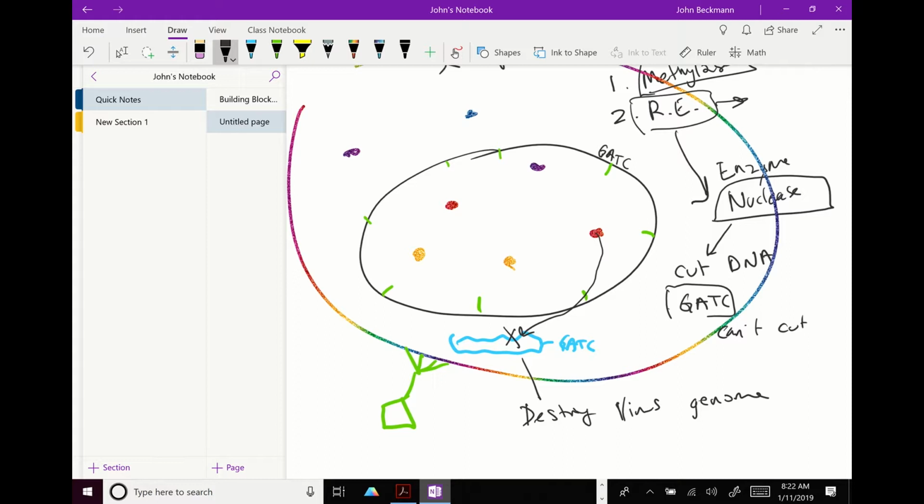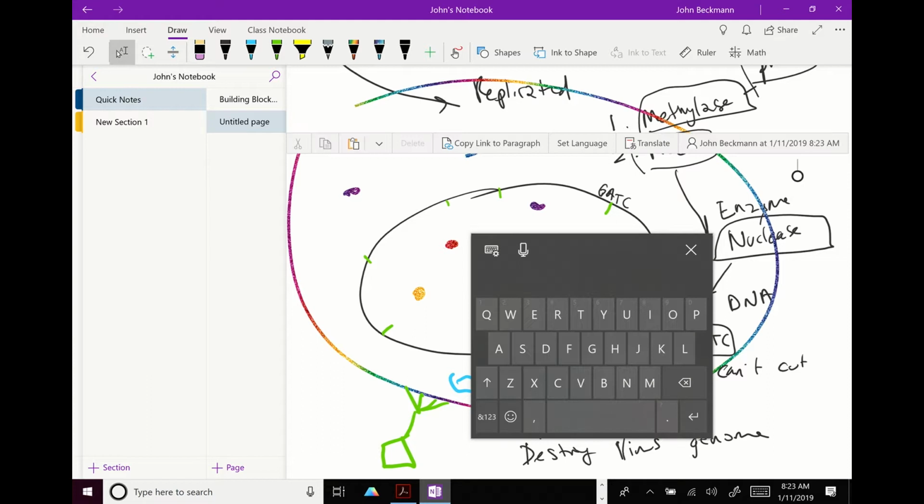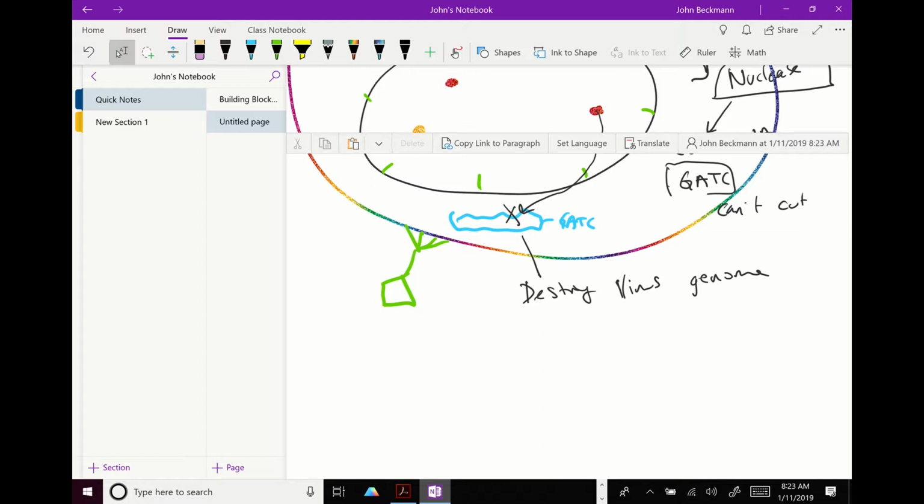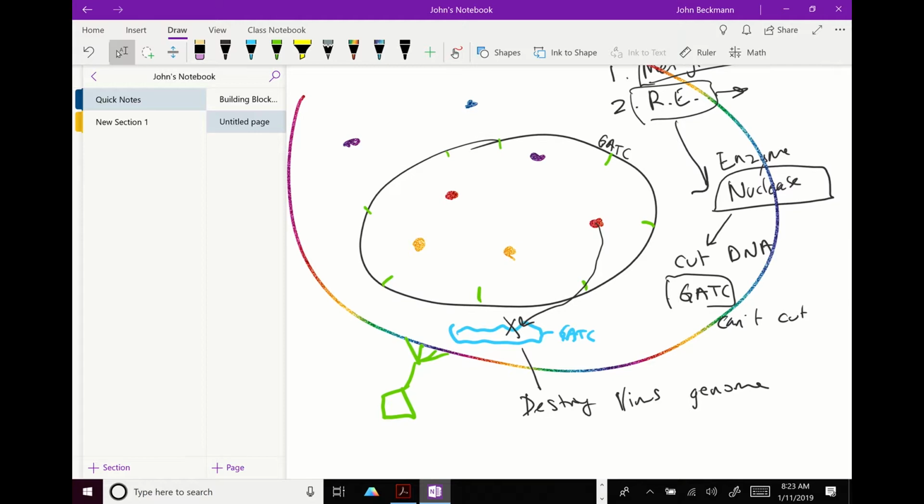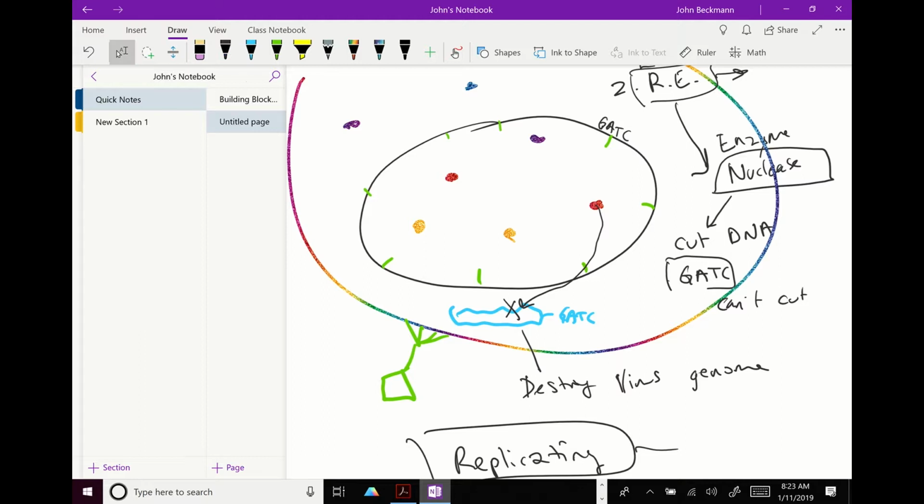Okay? So do you understand how the restriction modification system is essentially a way for the bacteria to kill invading virus genomes, but also protect itself? Does that make sense? And the reason that this is important... So the methylase won't. Like, does it ever methylate the virus genome? No, because the methylase is only going to be methylating DNA when it's replicating. Very good questions.